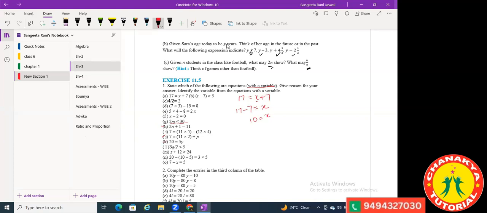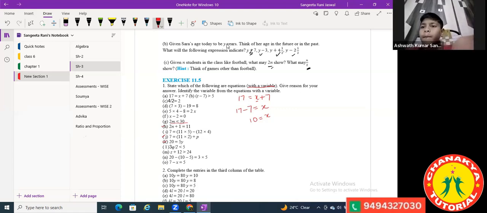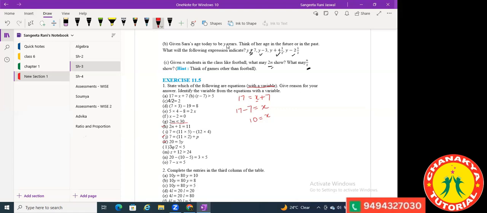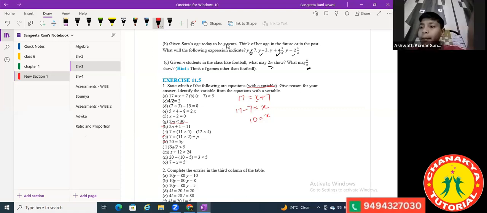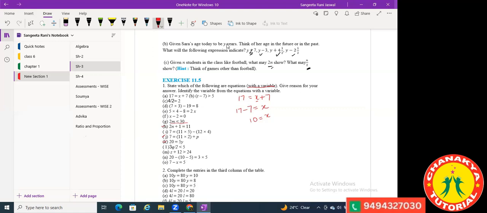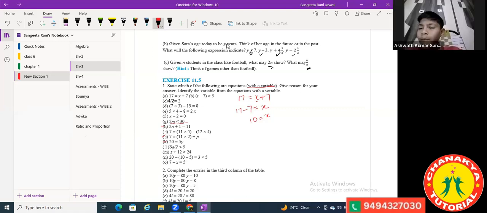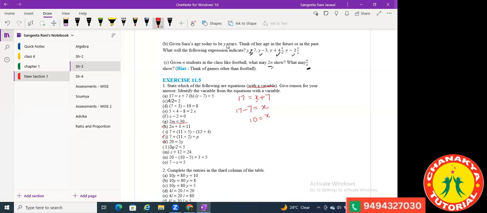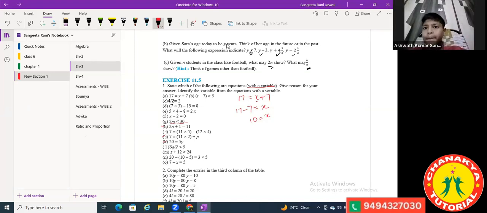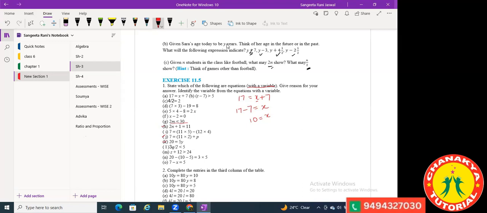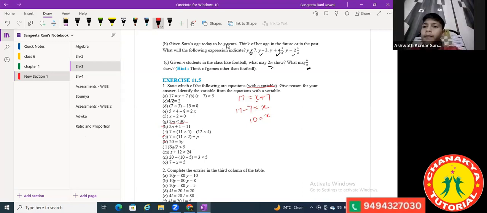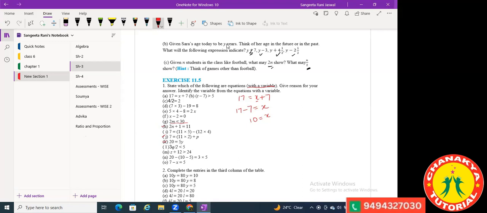Now again, Ashwat, you tell me this one, K part. Is this an equation? 20 equals 5y. Yes, ma'am. Okay. Why is this an equation? Why do I call it an equation? Ma'am, 5 into y is equal to 20, because there is an equal to sign in between. And which is the variable here? Y. Y is the variable.